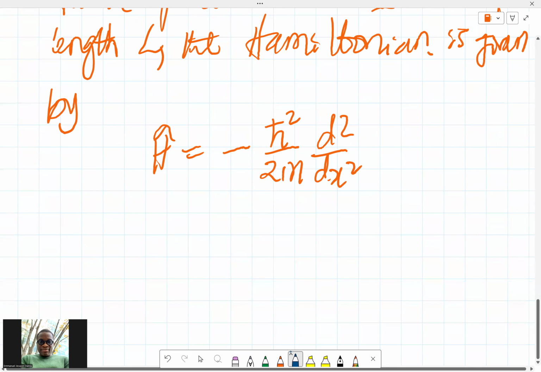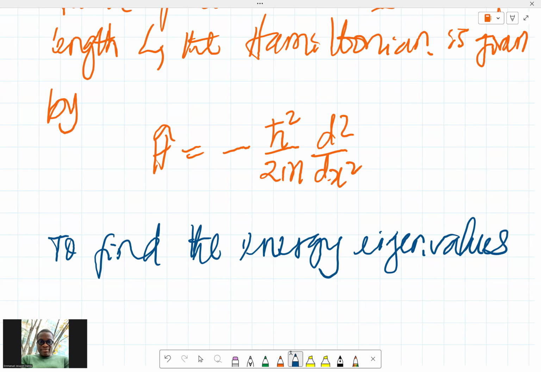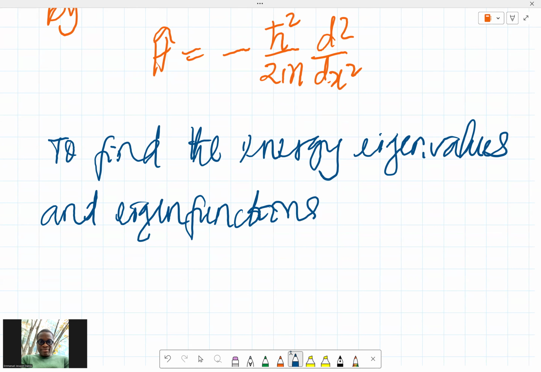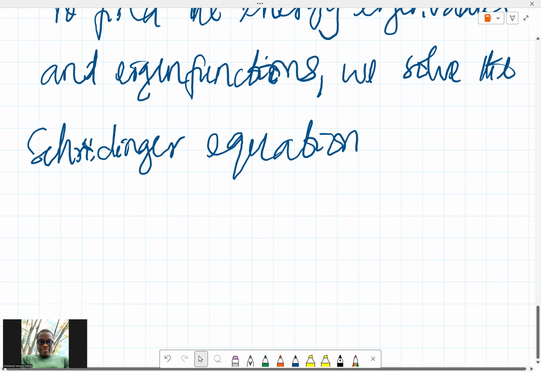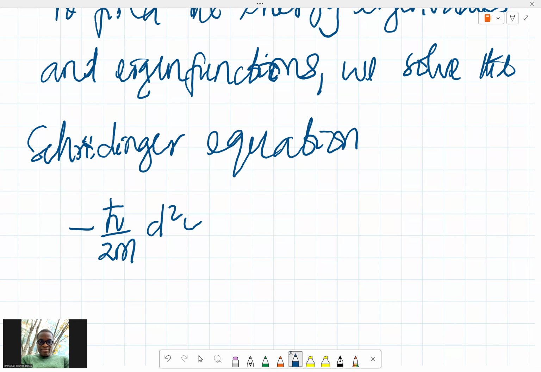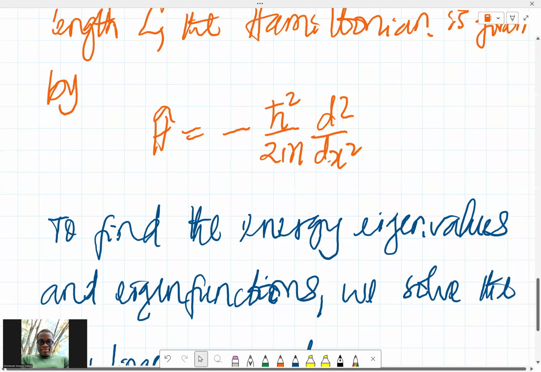Next, to find the energy eigenvalues, the E's, and eigenfunctions, we solve the Schrödinger equation, which is minus h bar squared over 2m, d squared phi of x over dx squared, equal to E phi of x. So that's all we solve, right? And then that leads us to talk about the energy eigenvalues.